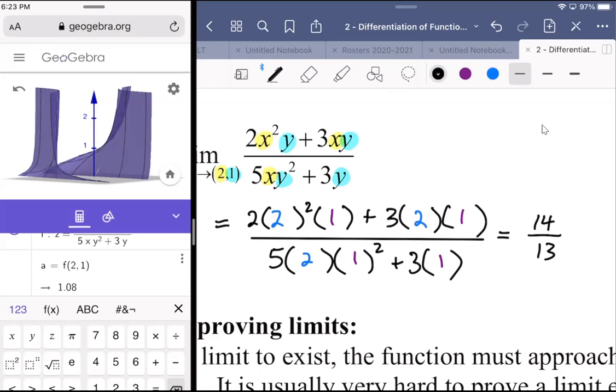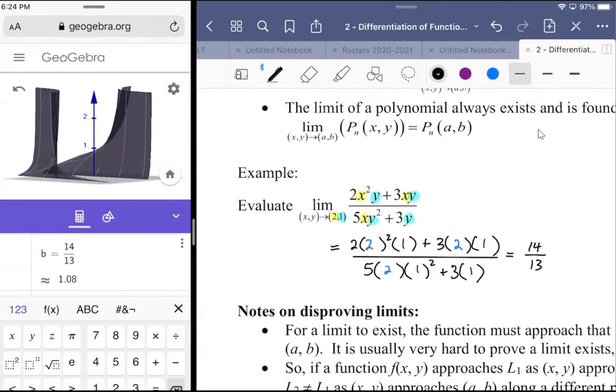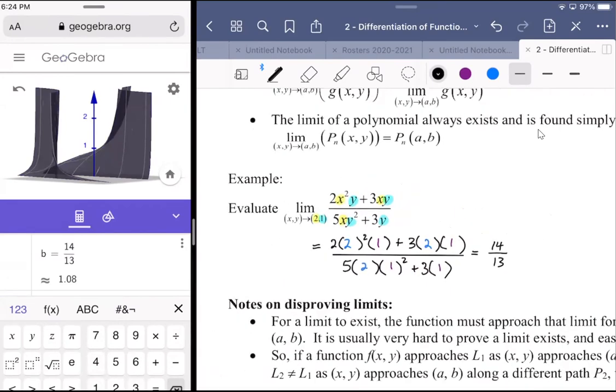All right. So GeoGebra rounded it, but it's an approximate value. It's only spitting out the approximation of it. All right. So when I type in 14 over 13, it gives me the approximation of it. All right. But it's a real answer. It exists. So that's great.